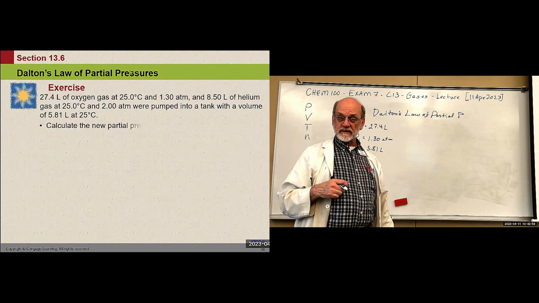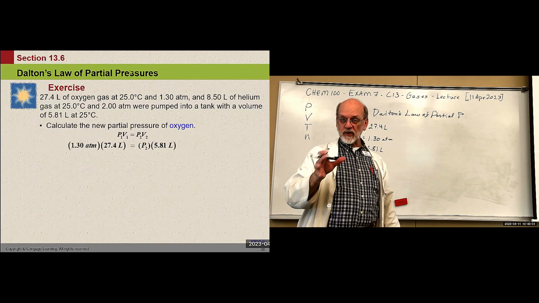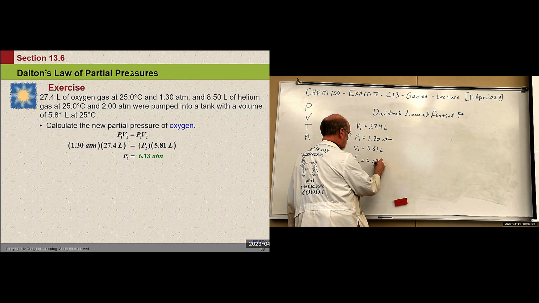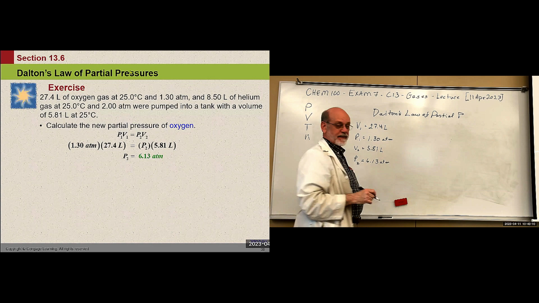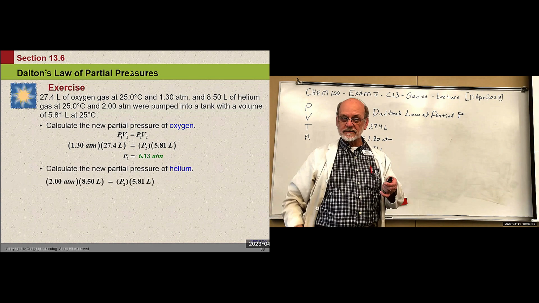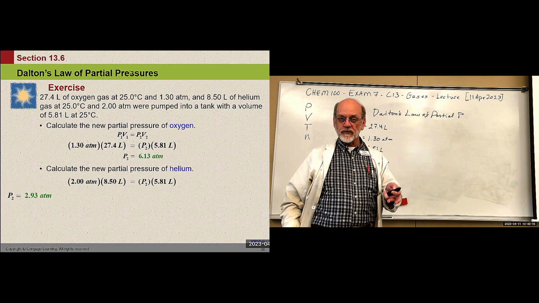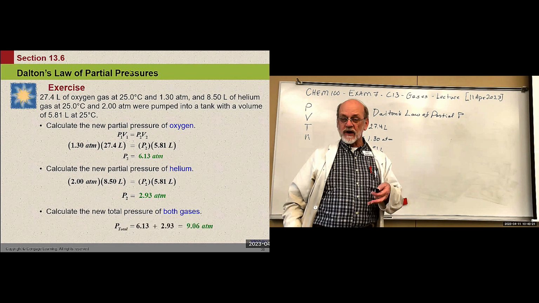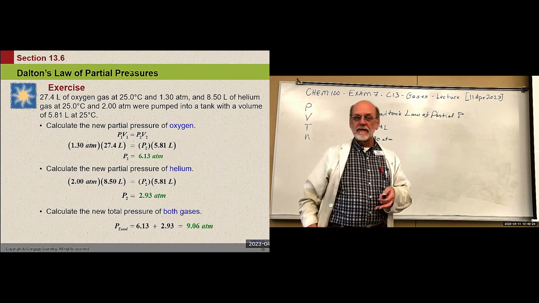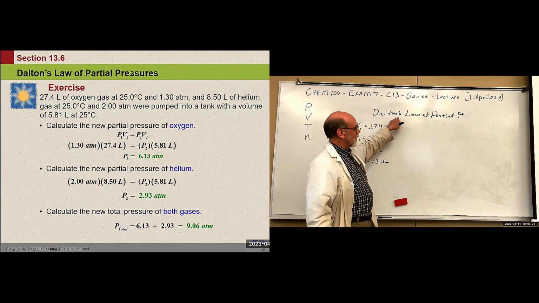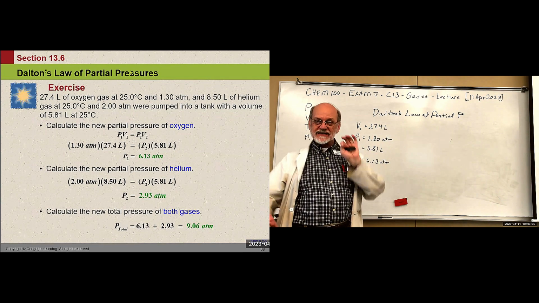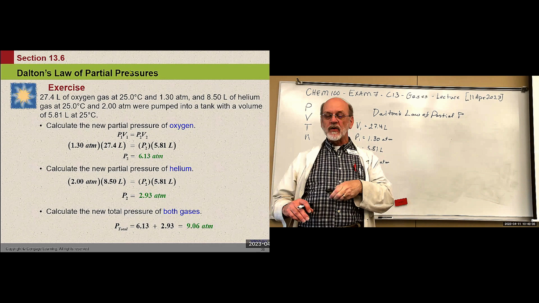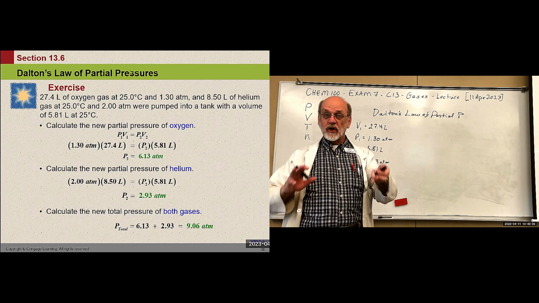Okay, so the first one, we calculate the oxygen with Boyle's law, and we find that it's 6.13 atmospheres. And then we do the same thing with helium. Solve the equation for pressure, for helium it is 2.93 atmospheres. Add them together, and that's the total pressure, 9.06 atmospheres. We can do that because of Dalton's law of partial pressures. We can treat the gases as independent actors in this experiment, and we only have to add them together once we know the pressure of each one.